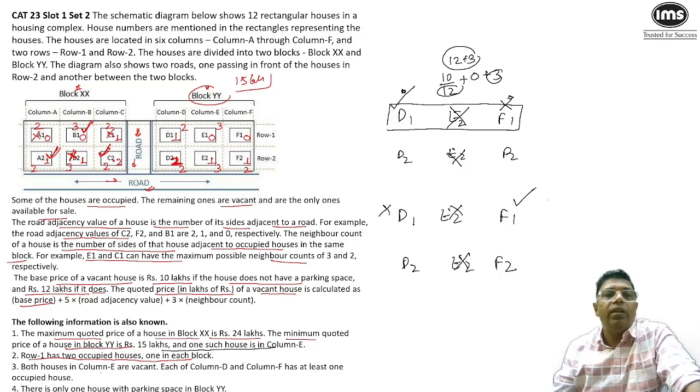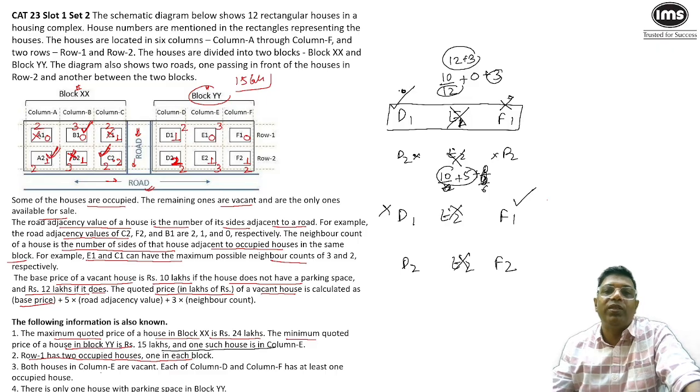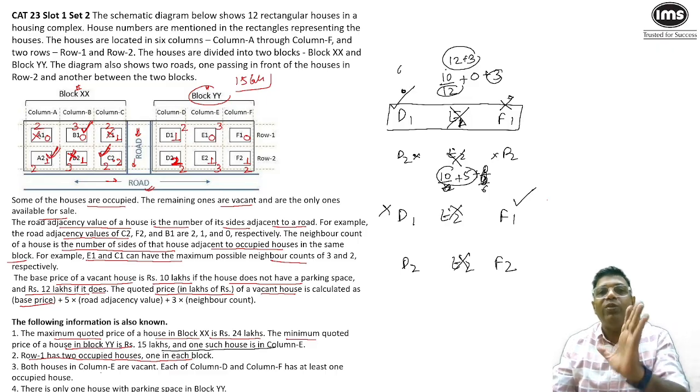What about, sorry, E1, this is E1. What about E2? What could be the price of E2? 10 or 12 plus, since road adjacency value 5, plus you might have 0, 3 or 6. We can also reach to this value 15 by taking 10 plus 5. It means all the houses next to it are vacant. Now, will that be possible? That's not possible. Why? Because if you take these two houses to be vacant, in that case, D1, F1 both have to be occupied, because column D and column F have at least one occupied house.